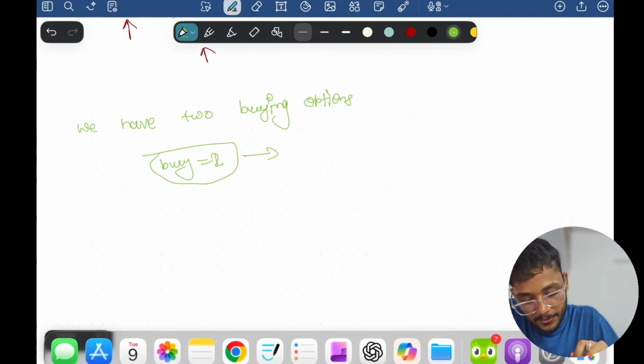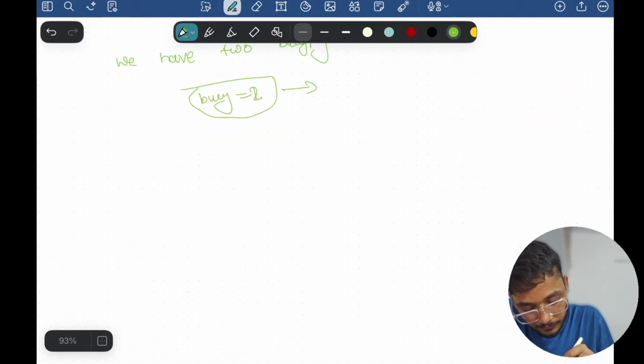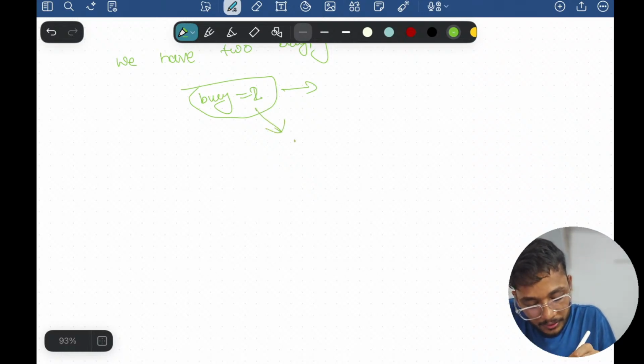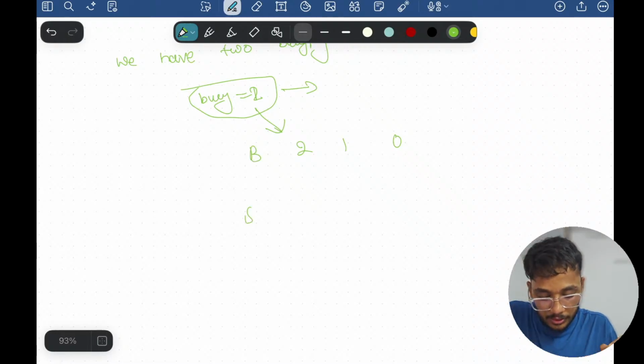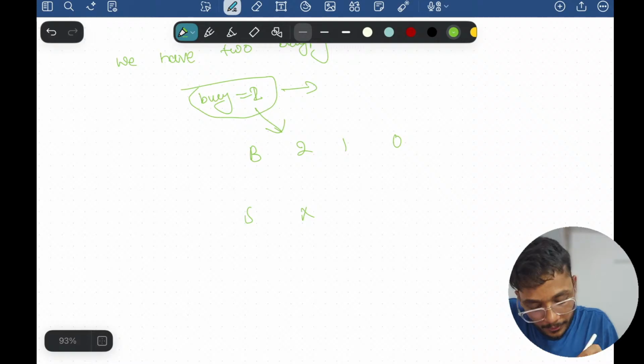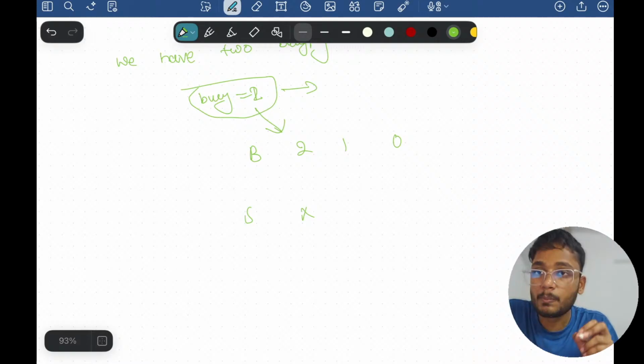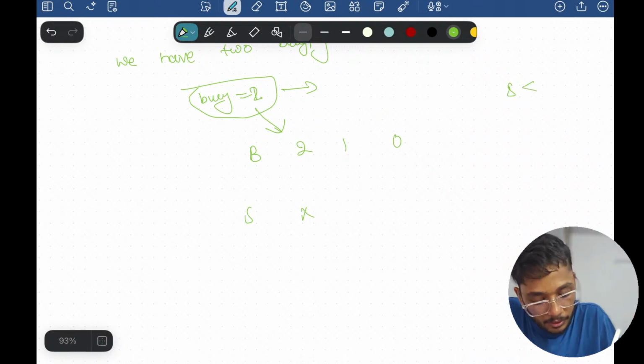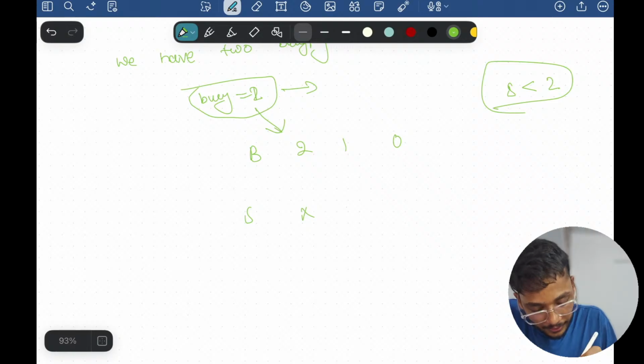So let's say, what are the options? What is the range of buy? It could be 0, it could be 1, it could be 2. At the start it will be 2, then 1, then 0. Now when it is 2, what are the options? Can you sell? No, you cannot sell. When you have 1, then you can sell, because someone already bought it, now I can sell it, because buy is less than 2. So you can sell.